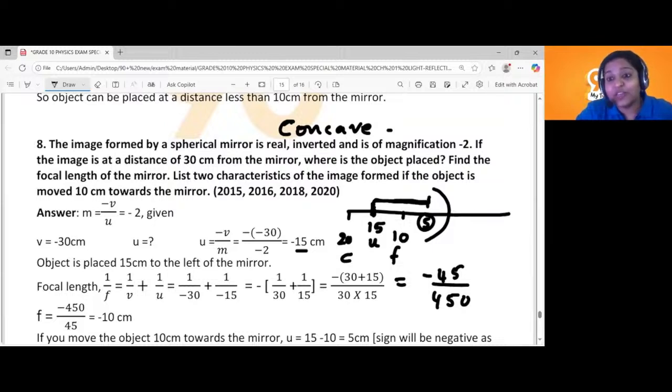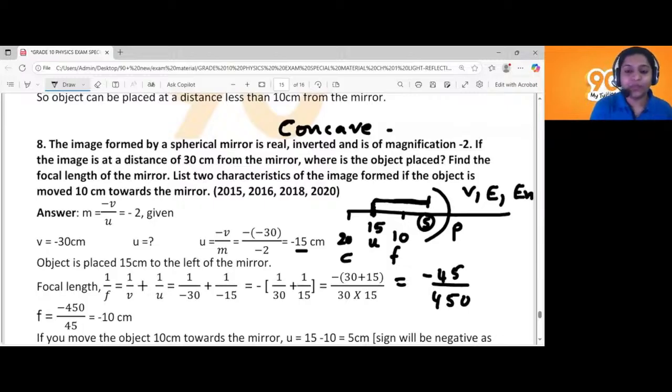Okay. What does 5 mean? See, the focal length is 10. 5 means it is between the pole and the focus. When you keep an object between pole and focus, the image formed will be virtual, erect, enlarged.